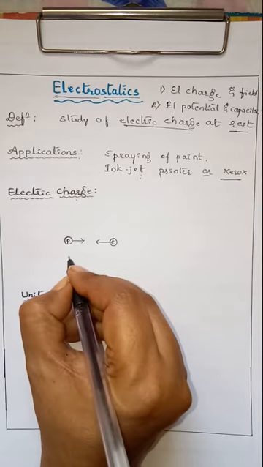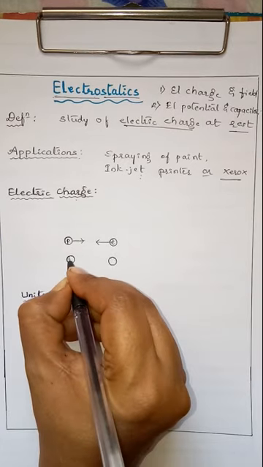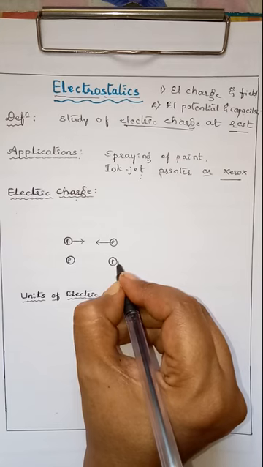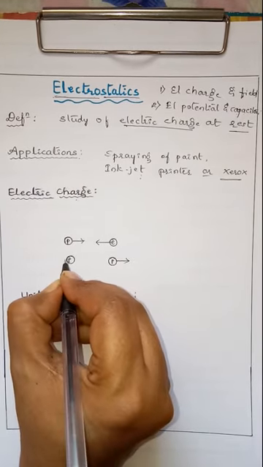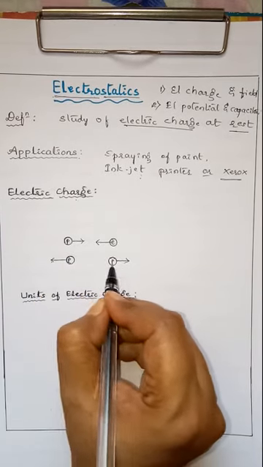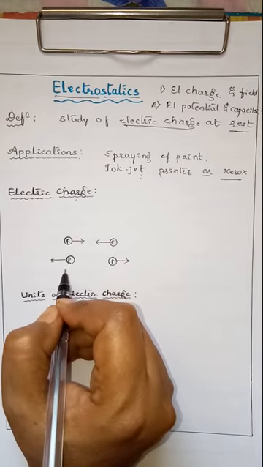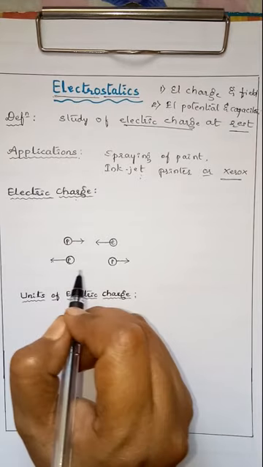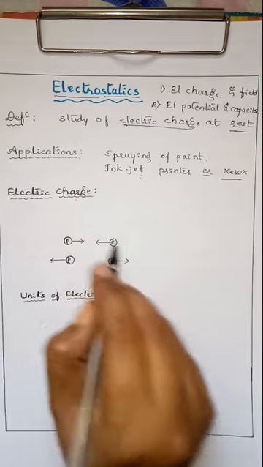Let us take two protons. If you take proton and proton, again we observe that there is a force between them, but in this case it is a repulsive force. So this is repelled by this and this is repelled by this. Now we can clearly make out that this force is not because of mass. It is actually due to the charge property. Hope you are clear.